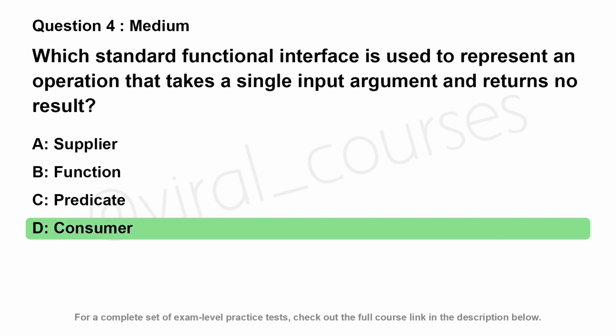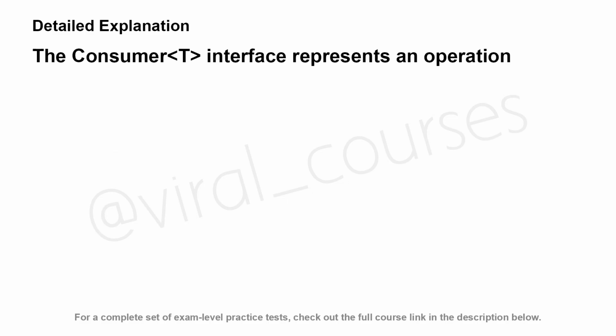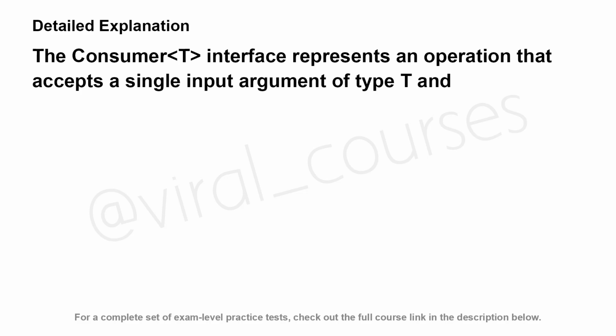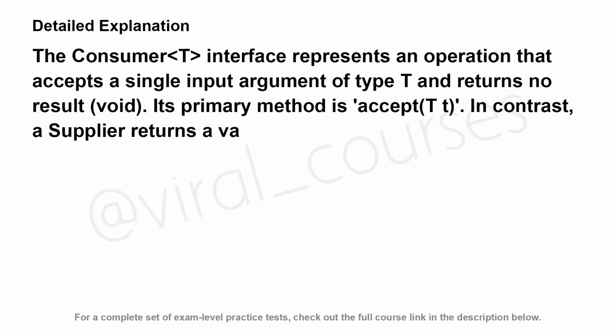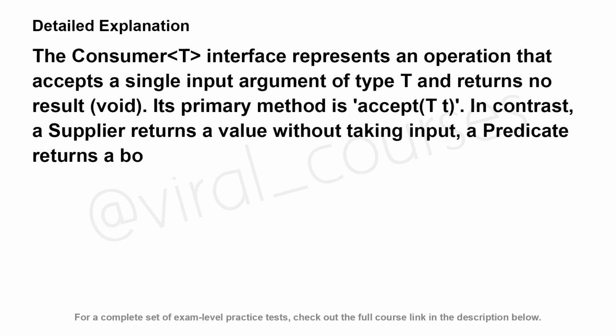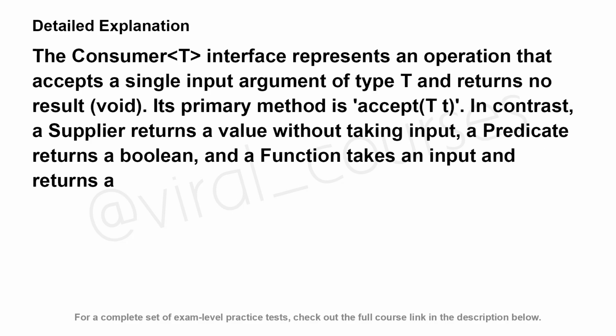The correct answer is D. The Consumer<T> interface represents an operation that accepts a single input argument of type T and returns no result, void. Its primary method is accept(T). In contrast, a Supplier returns a value without taking input, a Predicate returns a Boolean, and a Function takes an input and returns a transformed output.